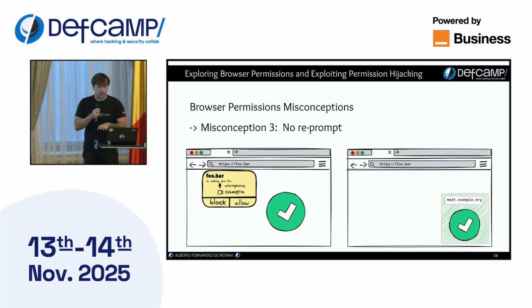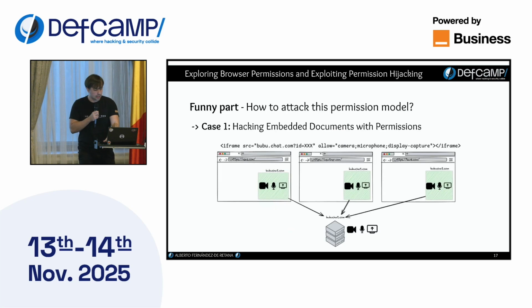The last one is that there is no reprompt. The moment that you grant the permission to the website, after that, if some widget is included, and there is also the delegation, it will be allowed to access that permission. So in this scenario, how can we attack this permission model?